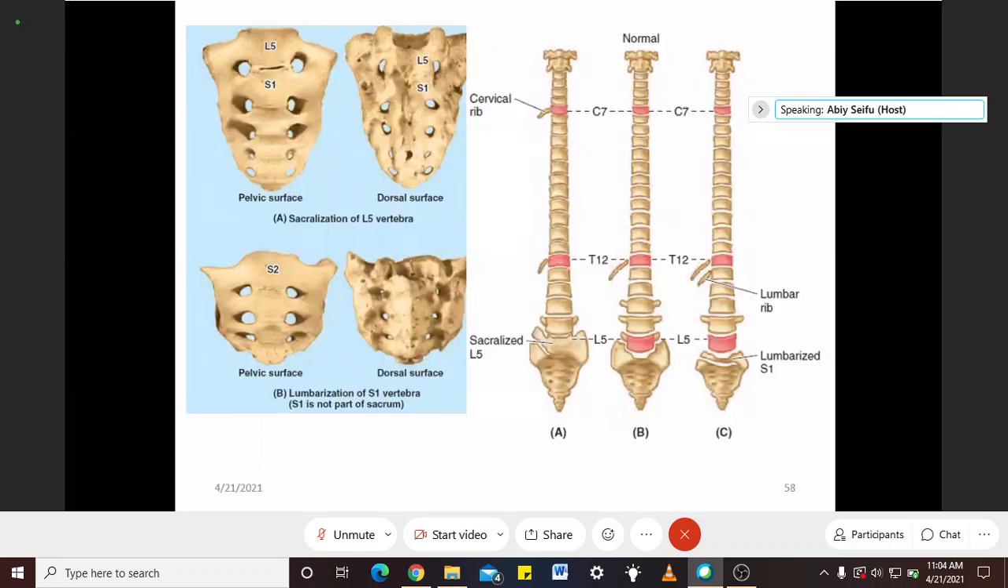So if it is fused, that diminishes the number of separate vertebrae. Look, this one is the sacrum that has a sacralization of the L5 vertebra. This one is the pelvic view. You see, the L5 is fused completely with the sacrum, which is called sacralization.